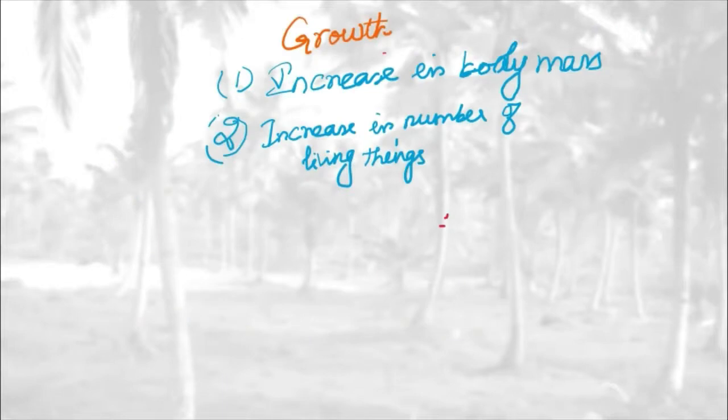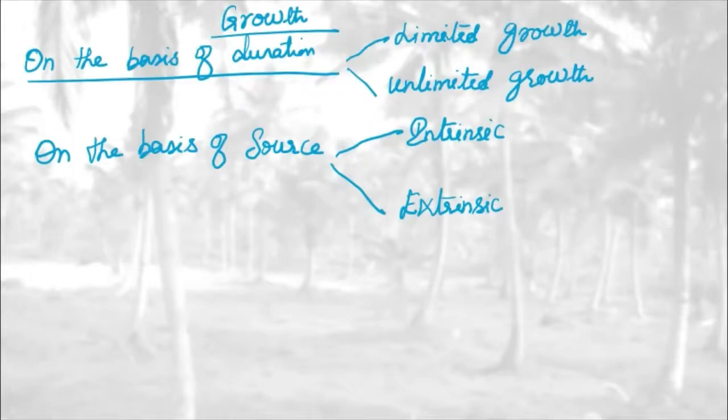Growth. Let's talk about it in detail. What is growth? What are the characteristics of growth? Number 1, increase in body mass as well as increase in the number of living things. Both of them are the characteristics of growth and they are called the twin characteristics of growth. Again, we have more division in the growth based on two criteria. The first criterion talks about duration. Based on the duration, growth is divided into two types: limited growth and unlimited growth.